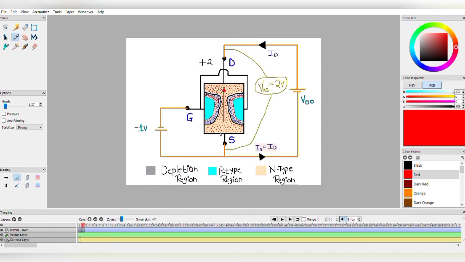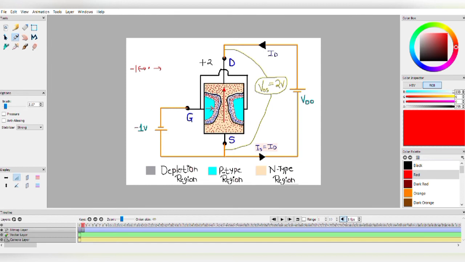Let me rub this here. Now just look over here, you are giving negative 1 volt. This is an electron present in the P region. So these both will repel each other, and the electron will try to move to its right side, towards this side.